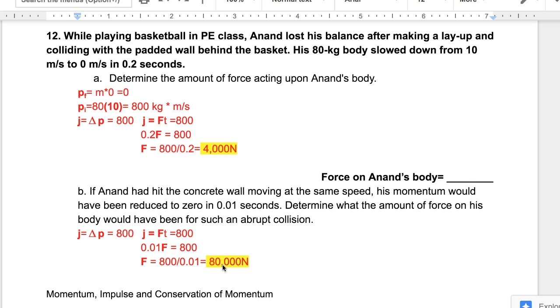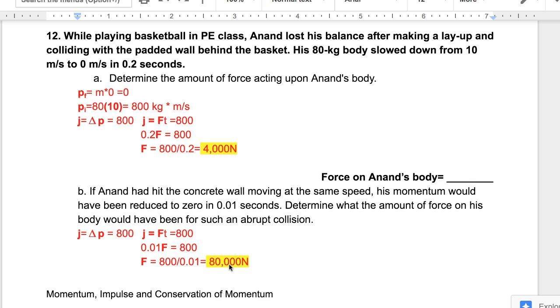A lot more force. So that padded wall really does a lot to lessen the force that he experiences by extending the time of the collision. Similar to the idea of bringing the water balloon into your body as you caught it in our lab, to lessen the force on the balloon and lessen the likelihood of it breaking.